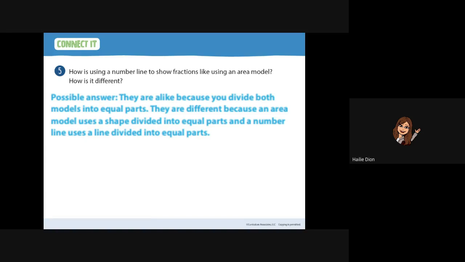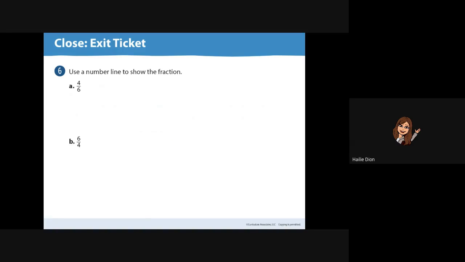They are different because an area model uses shapes divided into equal parts, and a number line uses a line divided into equal parts. Now again, you could have solved this using a diagram, a picture. You could have done it in sentence form like this. It's whatever makes sense for you in comparing how they are alike and different, okay? Again, that was really fast. I'm sorry.